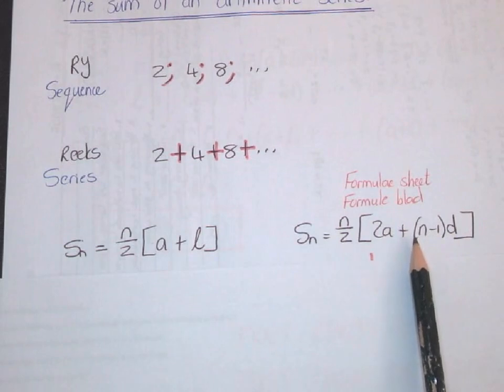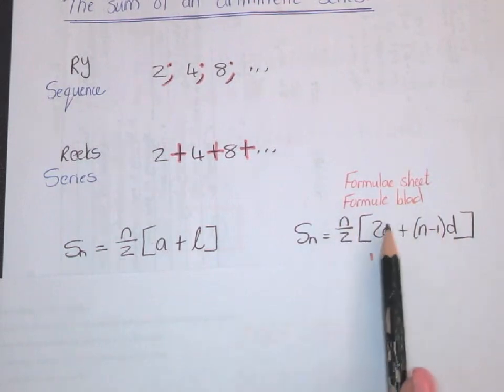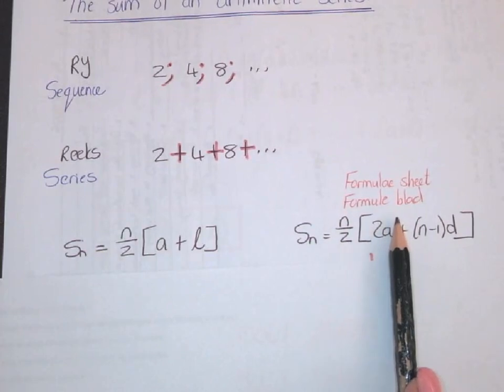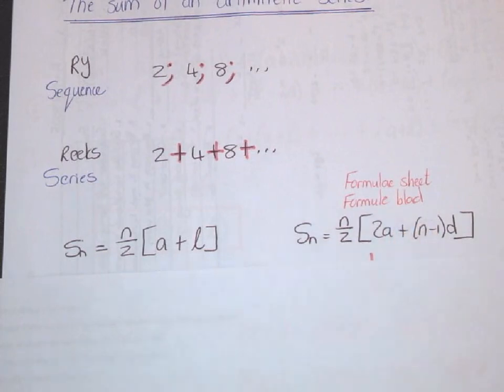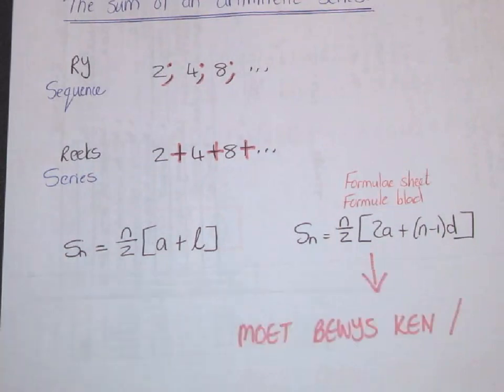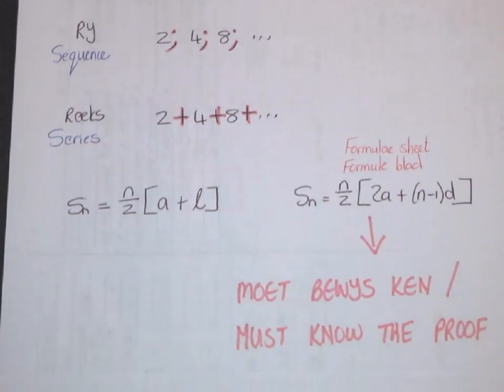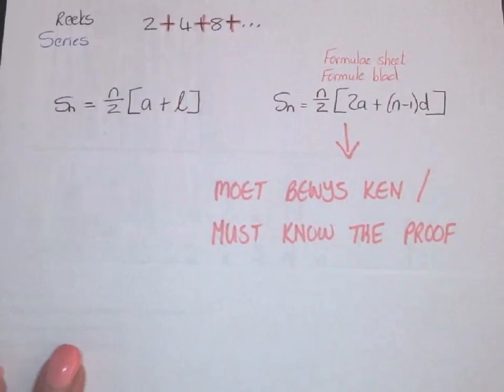And this formula is the only formula of the arithmetic series that appears on the formula sheet at the end of the year. Not now. For now, you have to know your formulas. Also in June. Not in June. Okay. This one, you must know the proof. It's a very, very simple proof. You'll see. Very easy to understand.